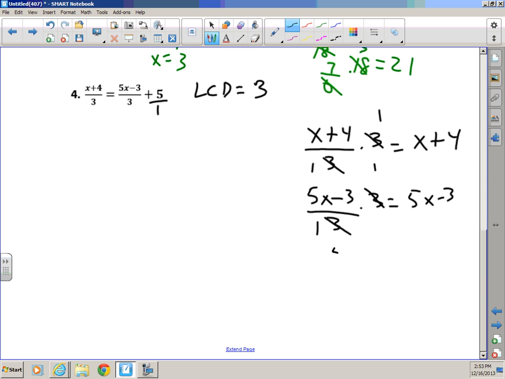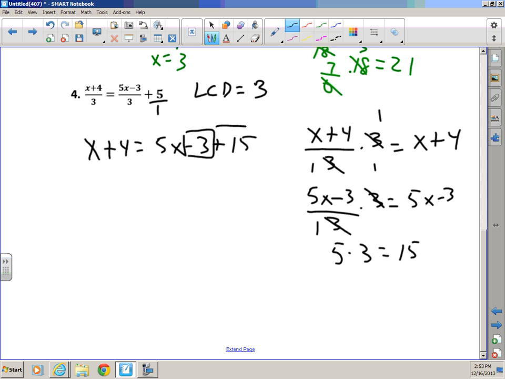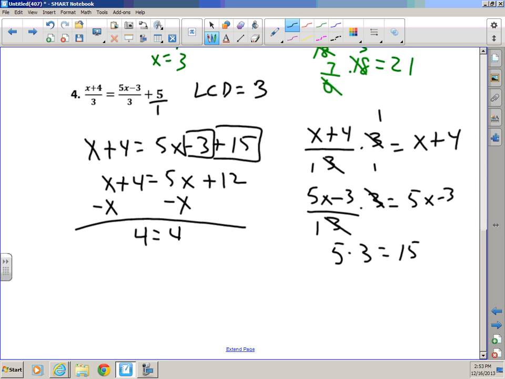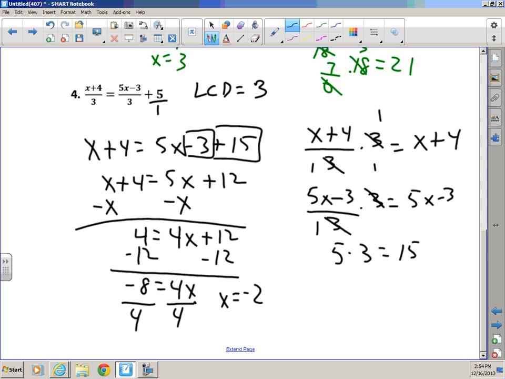The last thing is people forget to multiply that 5. Remember I said every term gets multiplied by the LCD, even if it's not a fraction. So now this becomes x plus 4 equals 5x minus 3 plus 15. Combine these like terms. I'll get rid of the x. Get rid of the 12. Divide by 4. And x is negative 2.